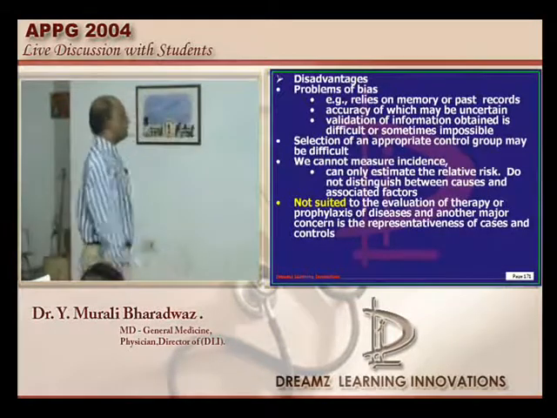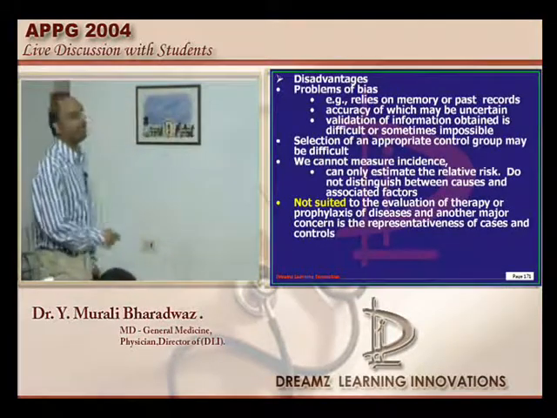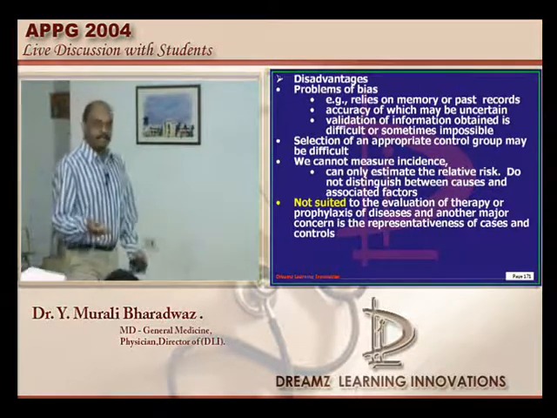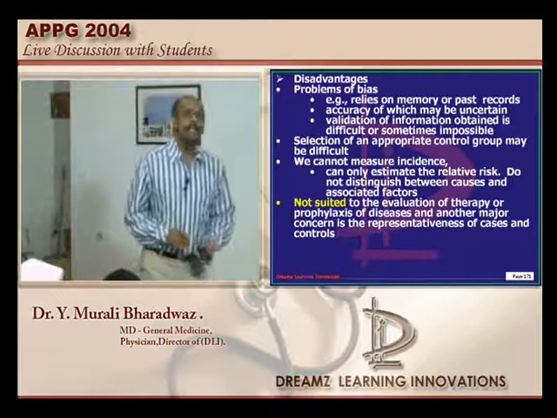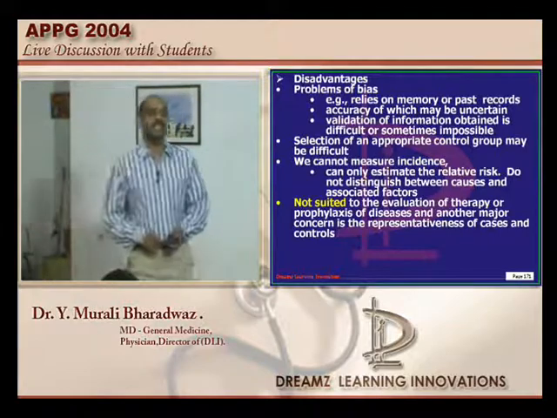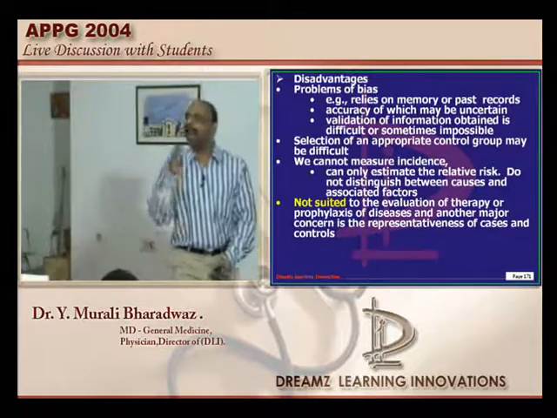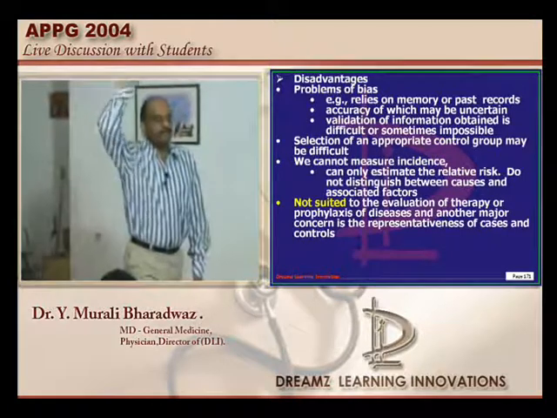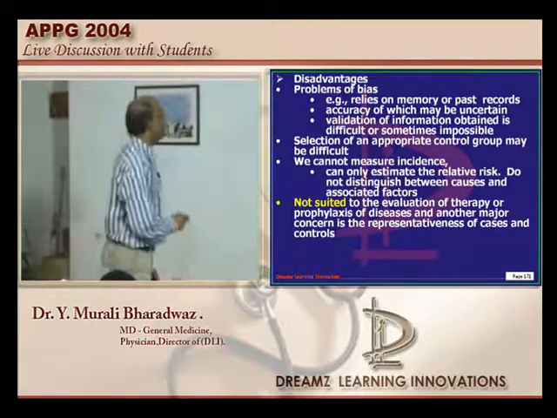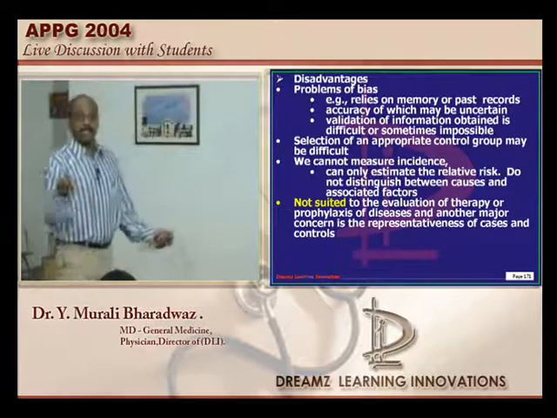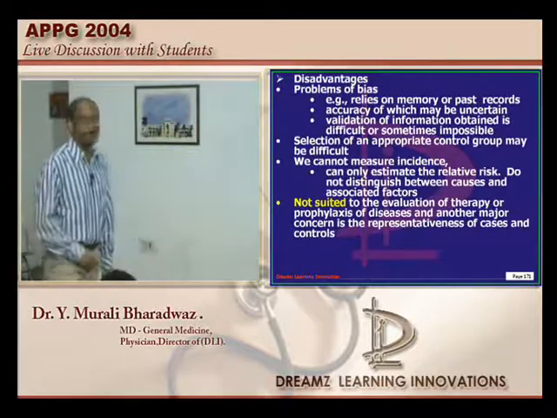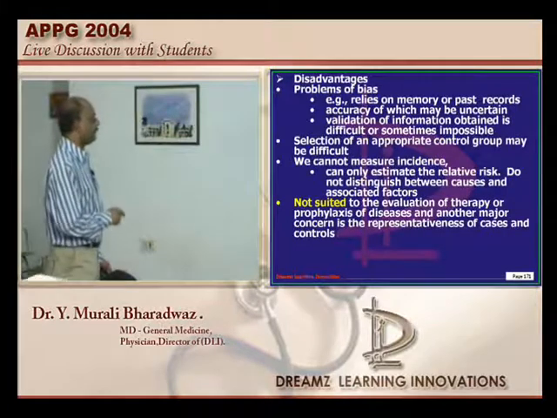Now what are the disadvantages? It relies on memory or past records, so bias is more common. Sir, you are a depression diagnosed patient, did you eat idlis in the past 20 years? Yes, I eat a lot. How can you rely upon that information? You can't rely. It is 20 years onwards, what can he say? So there is a reason bias can occur. Accuracy is very uncertain. Validation of information is impossible. So there is a major problem of bias.